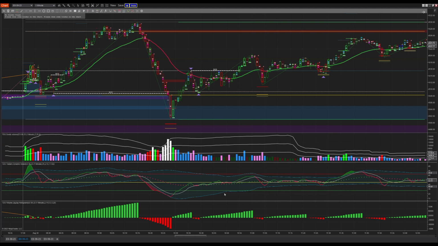With the TDI, particularly of interest are shark fins, which you can see here, we color code them, where you get outside of the Bollinger Bands. Particularly of interest if you get outside of the Bollinger Bands above 68 or below 32. Often you'll see the market snap back there. Not always, but often that's an area, just a point of interest.